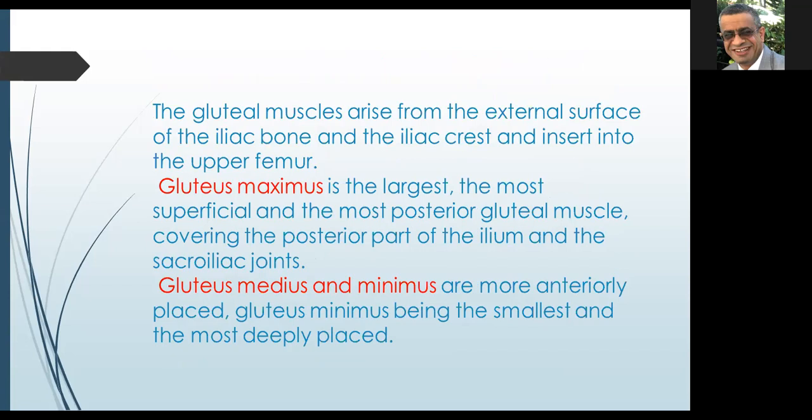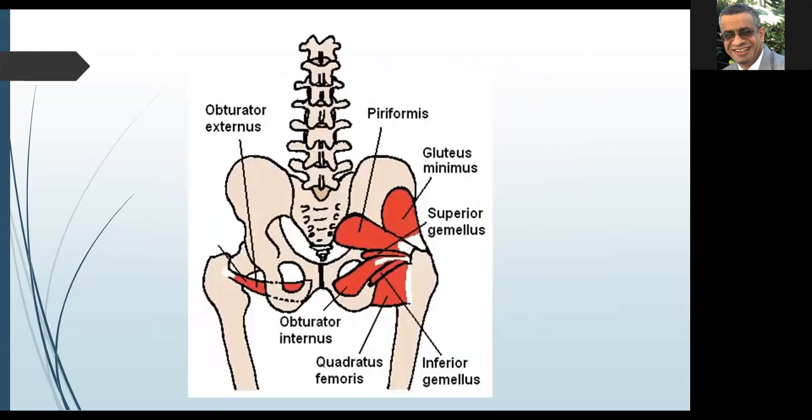Gluteus medius and minimus are more anteriorly placed, gluteus minimus being the smallest and the most deeply placed. Here we can see the piriformis muscle, the gluteus minimus muscle, the obturator internus muscle, and the other small muscles which attach to the upper femur.